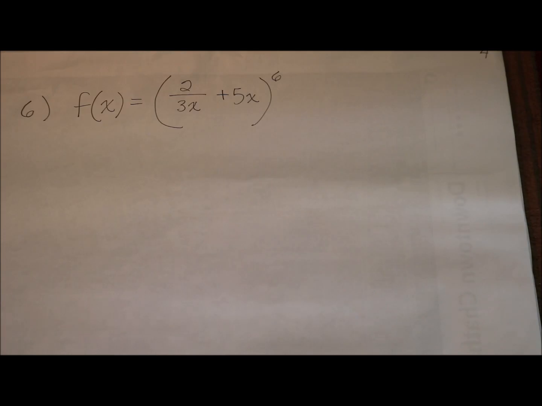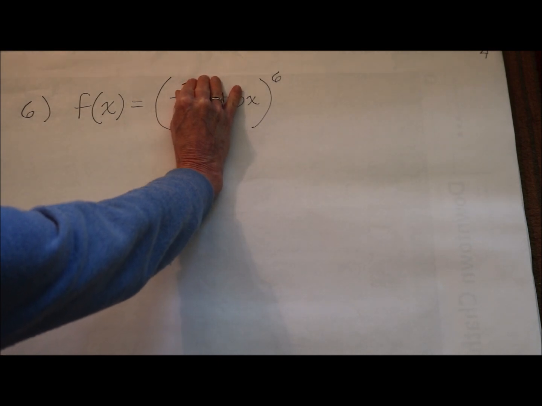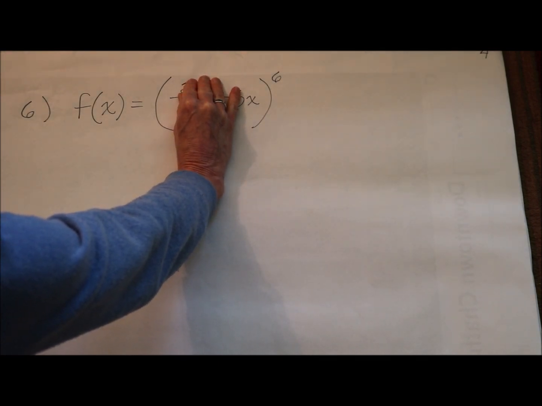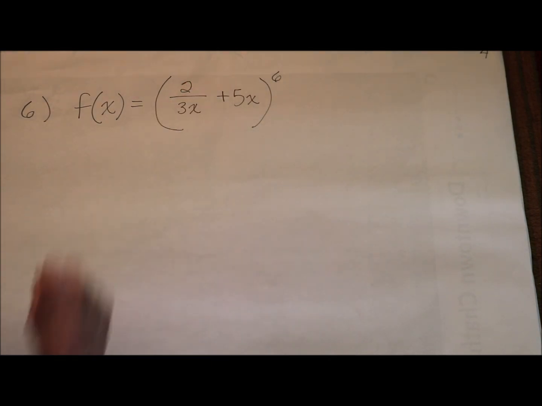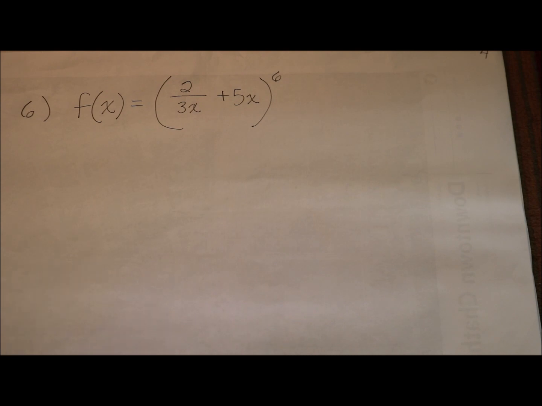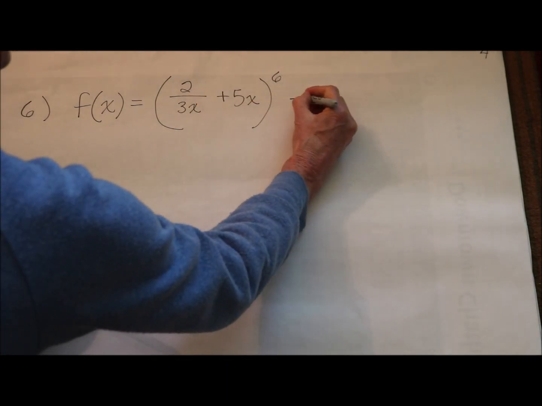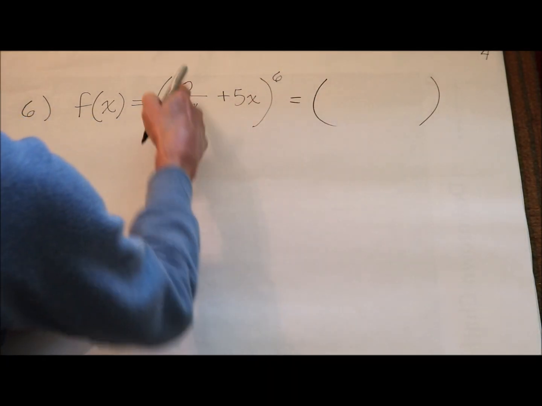When I look at this and I think, what's the rule I'm going to start with? Well, I see something raised to the 6th. I see an outside function and an inside function. So I'm going to start with a big power rule and a chain rule. But before I do that, I'm going to first rewrite this a little bit, because this is awkward.